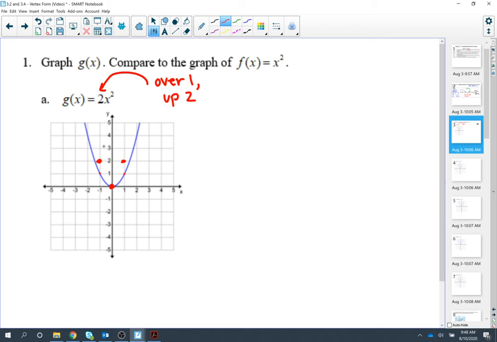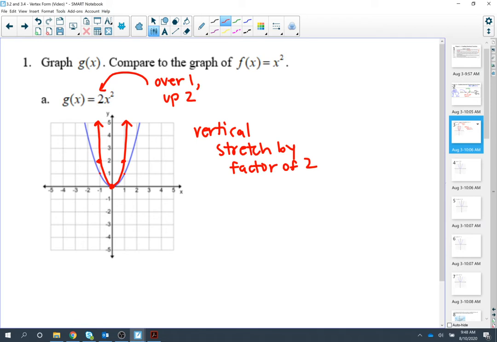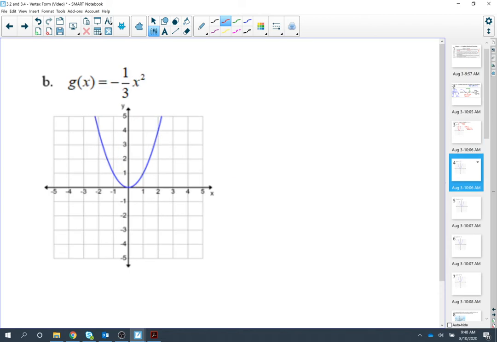Nothing else happened here. So then you're going to try your best to make a parabola. Remember, it is curvy. I better not see any V's. Curvy as best as you can. And then you compare. And the comparison here is it was a vertical stretch by a factor of 2. And your graph just got skinnier. That's what the 2 did. It made it skinnier. Let's try again.